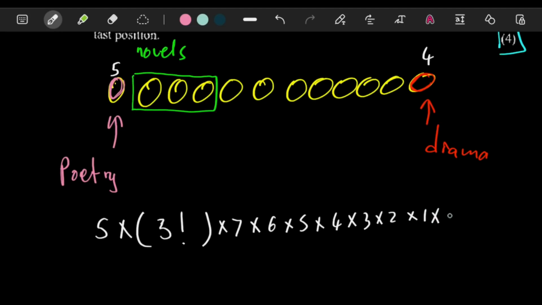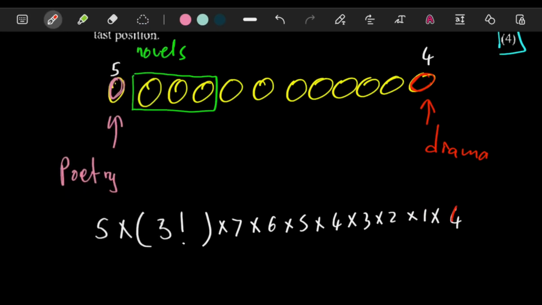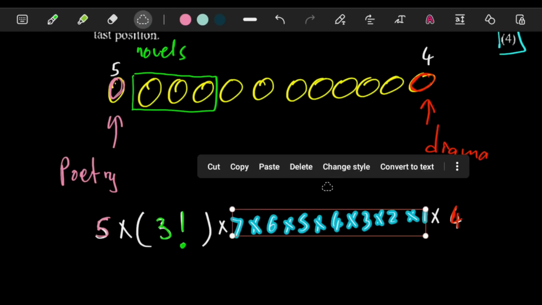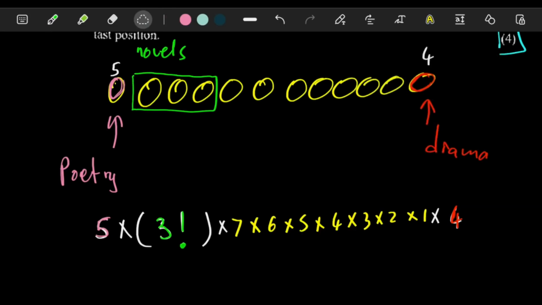At the back here, we said there are 4 options. So don't take this for granted. There's a 4 over there, a 5 in the front over here, and a 3 in the middle here. And then all these numbers here, they are for the yellow. Let's change style, yellow, done.